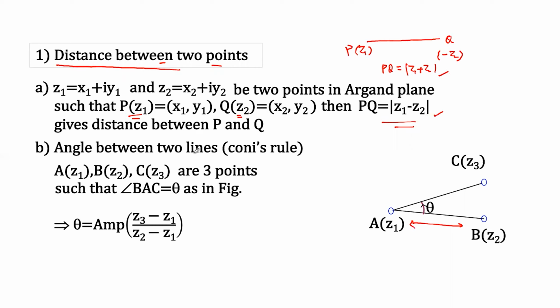right? Angle between two lines, this is also known as the Cone formula. We have already used that, right? If both the magnitudes are the same, then by the formula, Z3 minus Z1 upon Z2 minus Z1 is equal to the mod of both, R1 upon R2, e to the power i theta. If both the mods are the same, they will cancel, and the angle will be the amplitude of Z3 minus Z1 upon Z2 minus Z1.